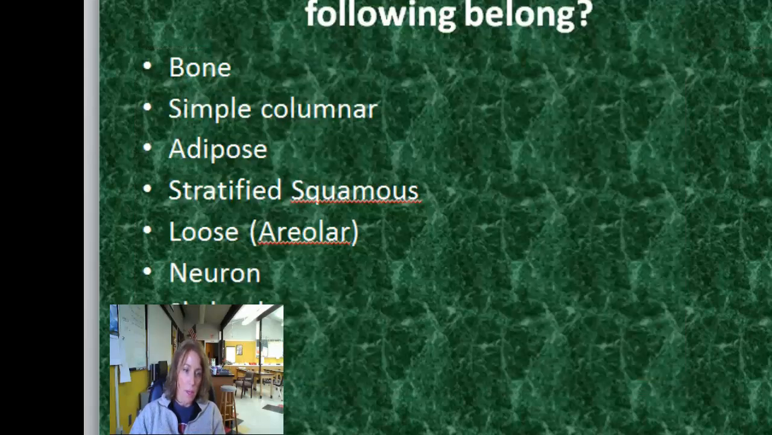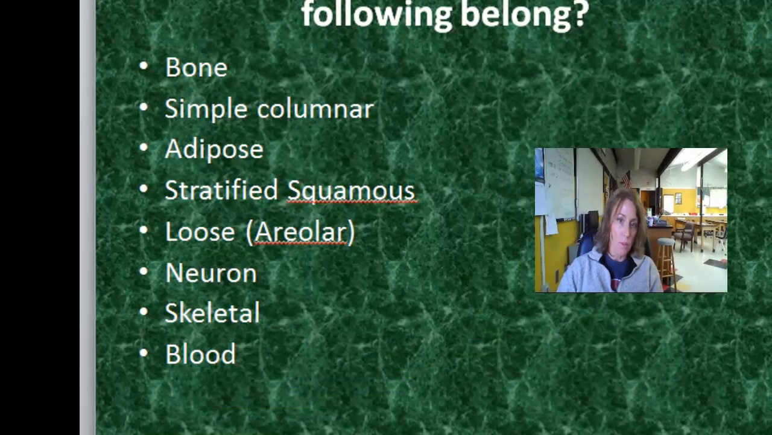And you can pause the video and look at these different types of tissue examples here and see if you can match them with what type of tissue they are.